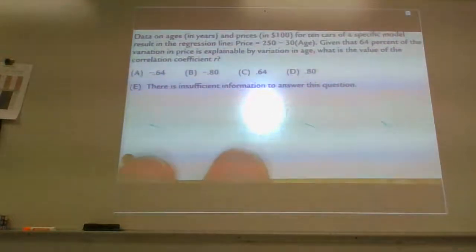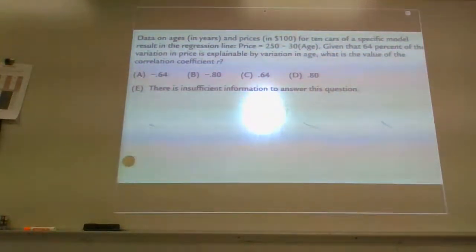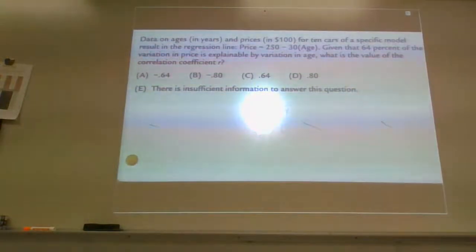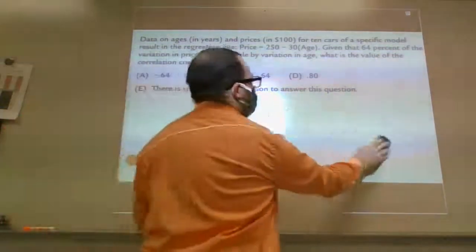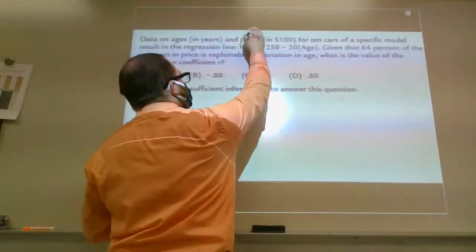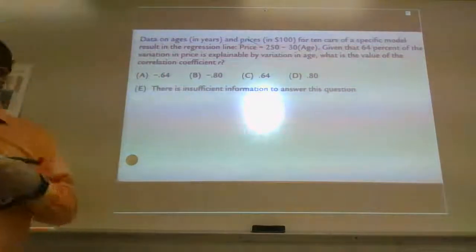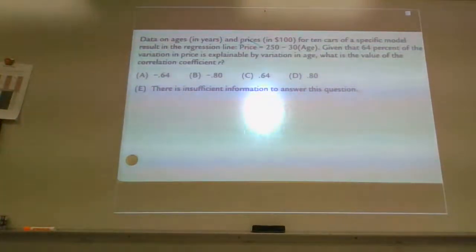I have one problem with this question, and I'll change it once I get up there. Let me start reading them. Data on ages in years and price in hundreds of dollars for 10 cars of a specific model result in the regression. Now it's fixed. Price equals 250 minus 30 times age. Given that 64% of the variation in price is explainable by the variation in age, what is the value of the correlation coefficient? This one, theoretically, should take you no more than a minute.